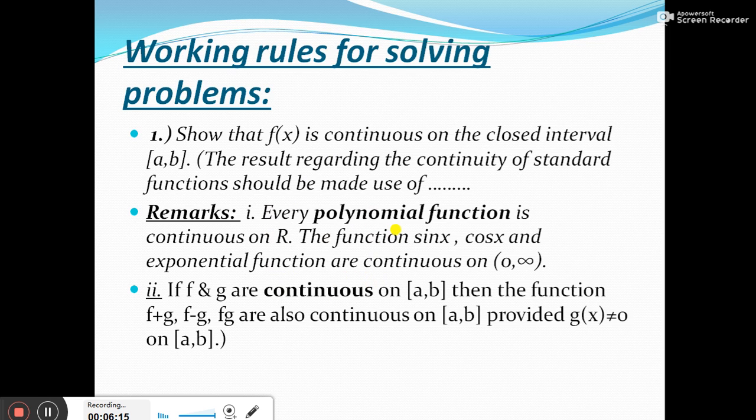That means if you see in the statement a polynomial function, sine function, cosine function, or exponential functions, you can say these functions are continuous because every polynomial function is continuous, and sin x, cos x are continuous in the intervals. That means the first point, first hypothesis, f(x) is continuous on the closed interval.